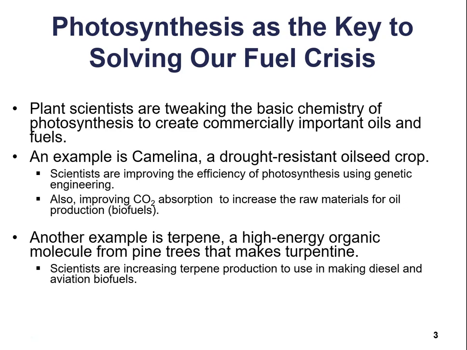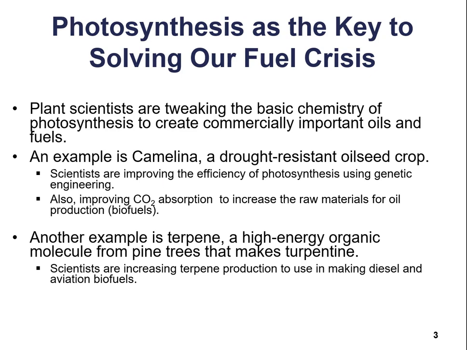Okay, so there are two examples there of scientists being able to use genetic engineering, where the genetic changes that are induced are actually going to affect photosynthesis. For the example here with this camelina, which is a drought resistant oilseed crop, via genetic engineering you can improve the efficiency of photosynthesis.